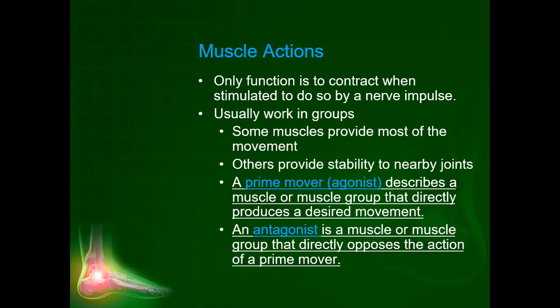So you need that opposition muscle to perform another movement. So when I say that muscles only contract and relax, what I'm really saying is that muscles can only produce one movement. And they can't even undo that movement. We need another muscle to help undo the movement. So that's the definition of our prime mover and our antagonist.